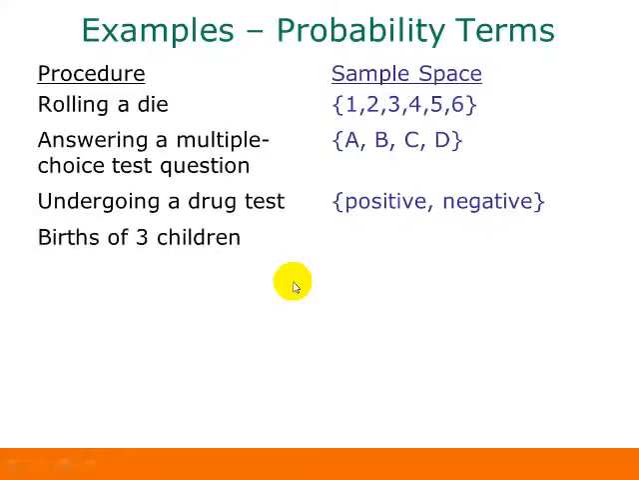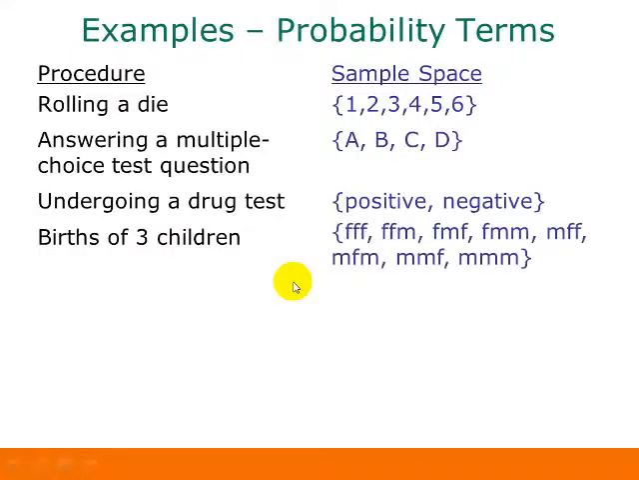Another procedure would be to look at the births of 3 children. The sample space in this one is a little bit more complicated because we're actually looking at the genders of the 3 children. And in fact, we're even including what order the genders happened in. So our sample space would be these 8 possibilities. Either we had 3 female children, or we had a female, and then a male, or female, male, female, and so on. So we've got a total of 8 possibilities as events in our sample space.